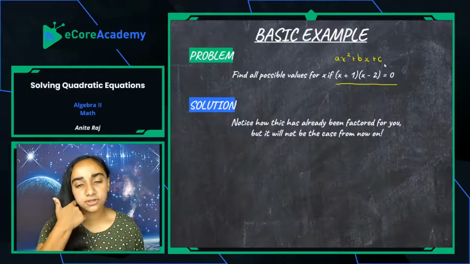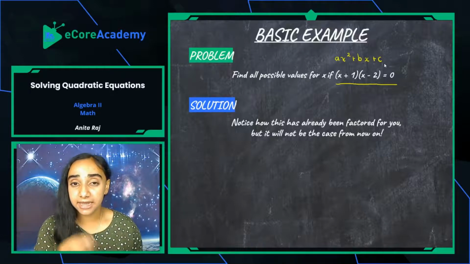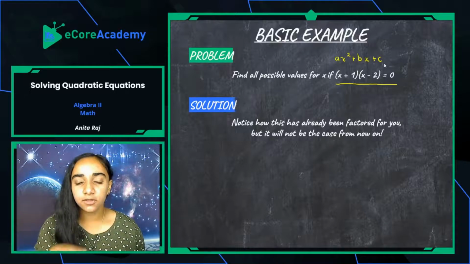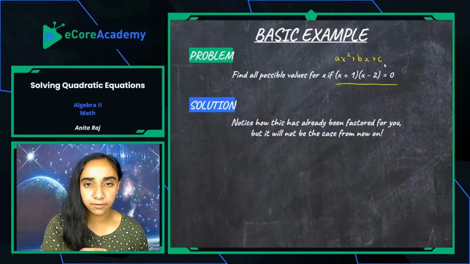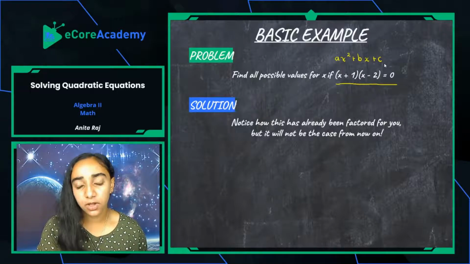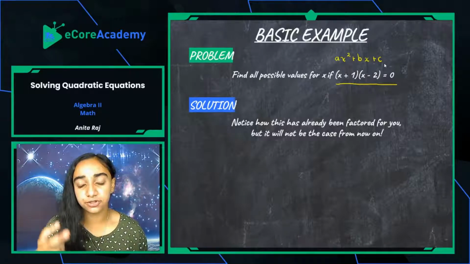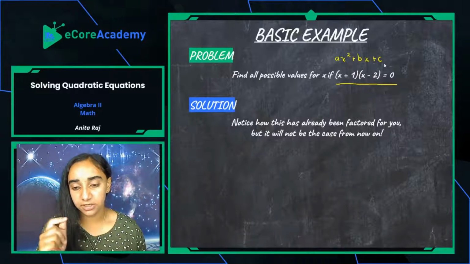And remember, keep the zero product property in mind. If a times b is equal to 0, then either a has to equal 0 or b has to equal 0. So either the first set of parentheses has to equal 0 or the second set of parentheses has to equal 0. Therefore, there are two possible solutions. There are two possible values of x that can satisfy this equation.